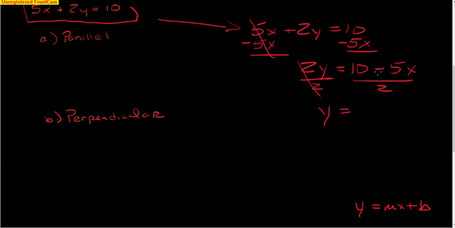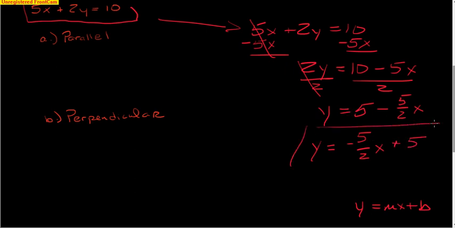All right, slow down a little bit over here. 10 divided by 2 gives me a 5. 5 divided by 2, again, that's not going to come out to a nice whole number, so I'm going to leave it as 5/2x. It's not quite in this form yet. I just want to take this part right here and put it in front. So I bring the negative with it, just like I did before, and I bring the positive 5 to be a plus 5. So this is y equals mx plus b form.